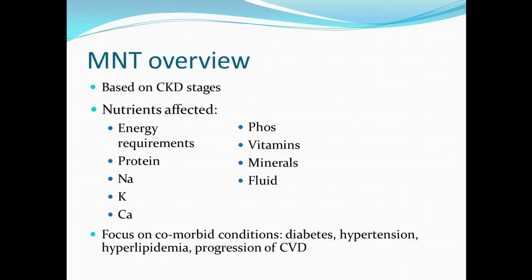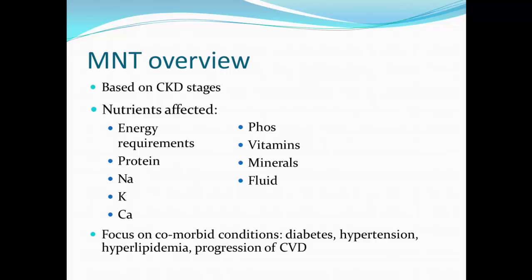The medical nutrition therapy during chronic kidney disease is based on the stage the patient is in. Nutrients are affected at different rates, so different prescriptions are indicated based on stage. For energy, protein, sodium, potassium, calcium, and phos, as well as for specific vitamins, minerals, and fluid requirements. There's also a large focus on comorbid conditions in order to halt the progression of the disease.